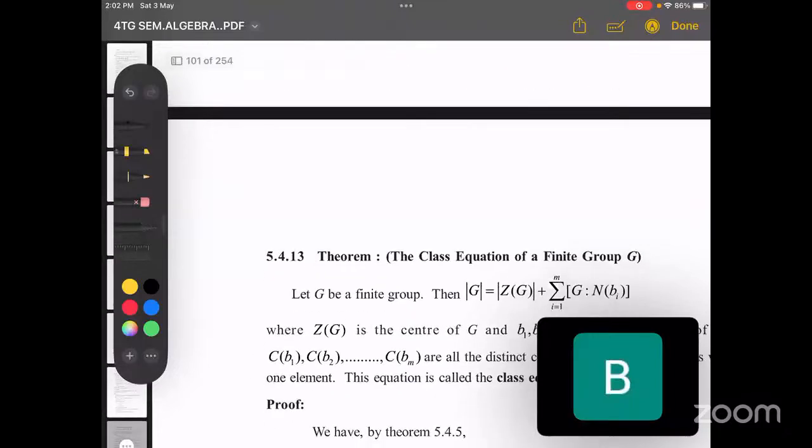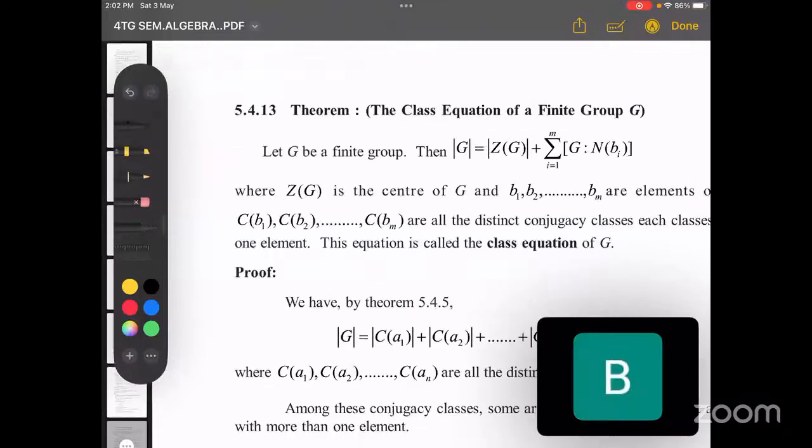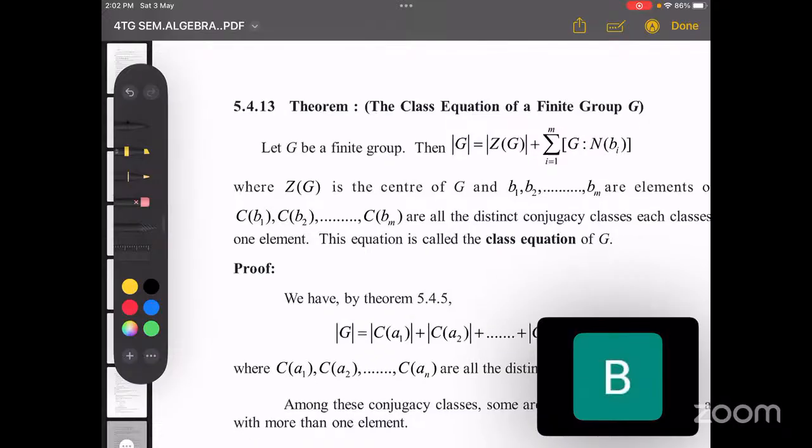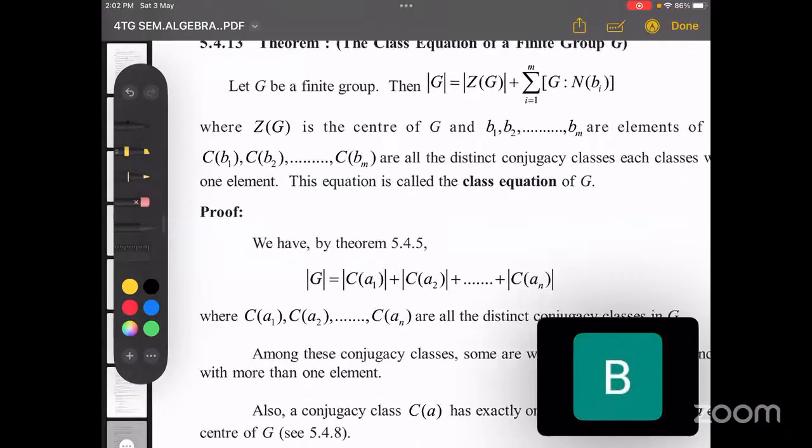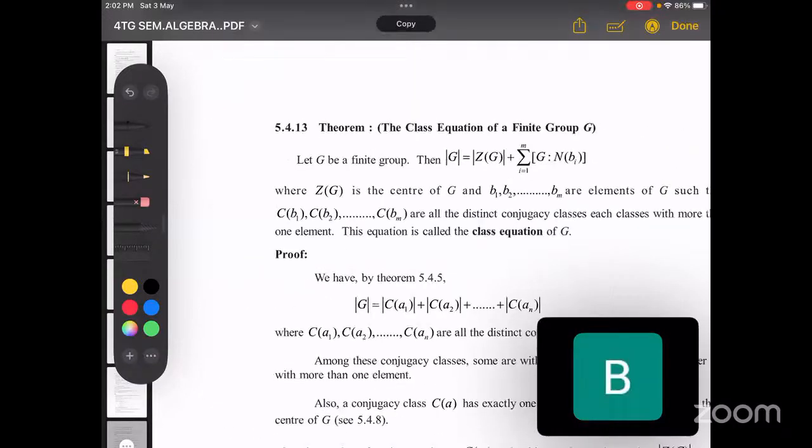So next, this is the important one, 5.4.13. This is a regularly asked question. Sometimes they will ask, state and prove the class equation of a finite group G. Sometimes the statement will be given and you have to do the proof. So two types of question will be asked: either the statement will be given and you have to write the proof, or else you have to write both the statement and the proof.